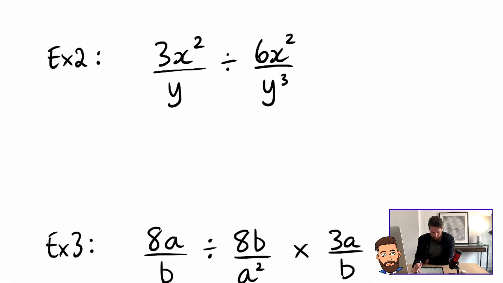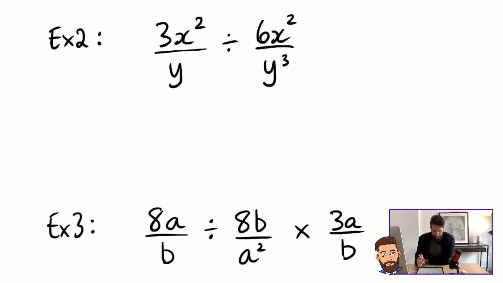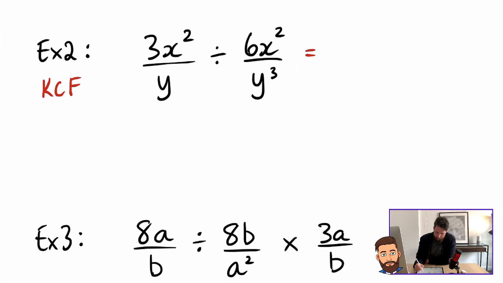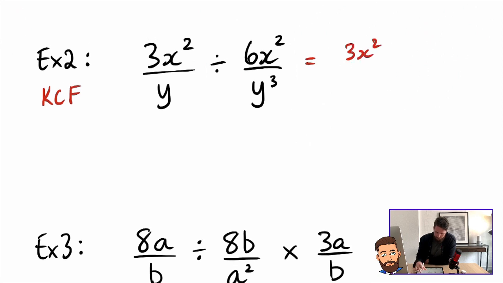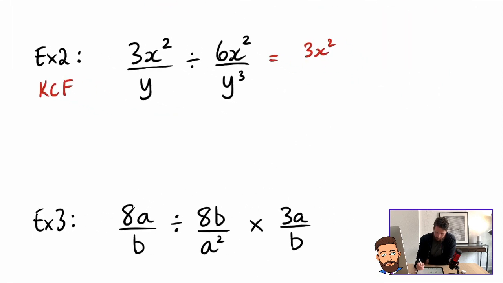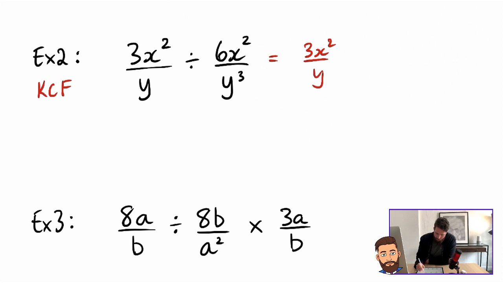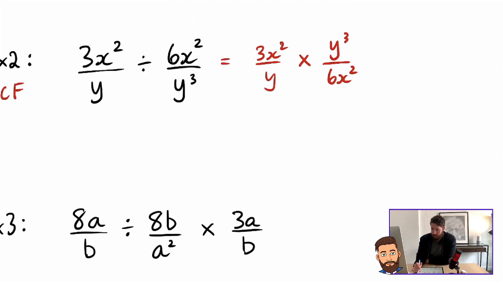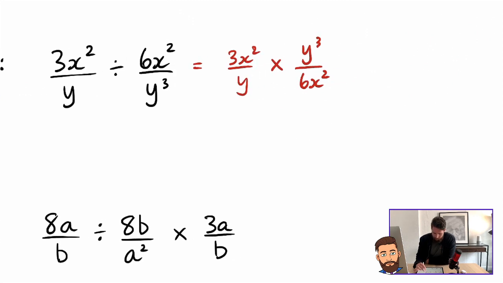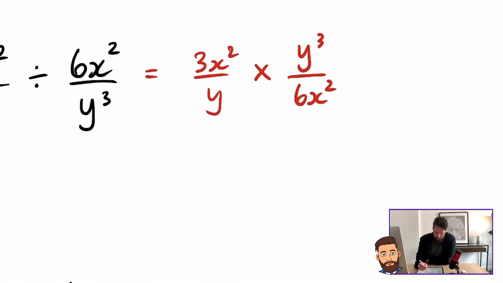On the next one, example 2. Again, KCF. We're going to keep the first one, which is 3x squared over y. We're going to change the divide to a times, and we're going to flip. So we're going to get y cubed over 6x squared. And this is where cross-cancelling can be useful and save you time. I'm going to check my diagonals.